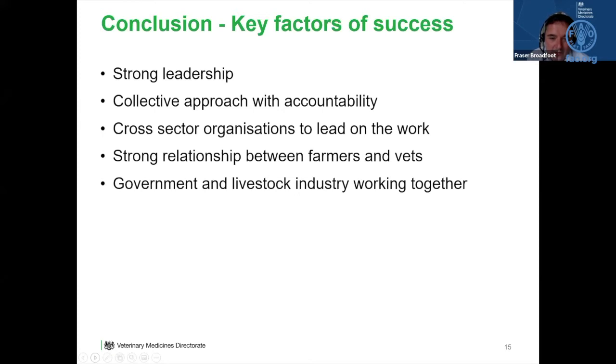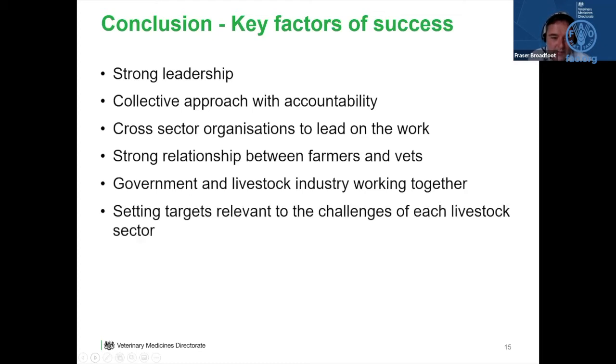Having government and livestock vets working together, we've worked hard to build trust with the livestock sectors, and I think this is aided by the voluntary approach. It doesn't feel like it's being imposed upon them. They're realizing it's an important issue.